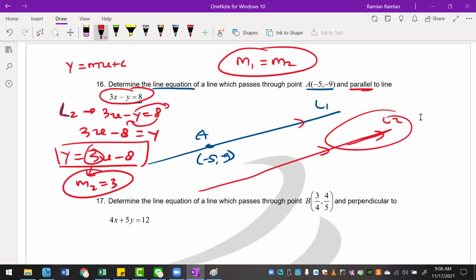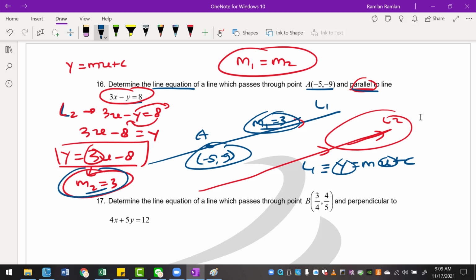Which means that because L1 is parallel to L2, m1 is also going to be 3, because m2 and m1 are parallel, they're going to have the exact same gradient. Since we have the gradient and a point, we can find the line equation. We have y equals mx plus c for L1, and we know the gradient is 3, and the point is (-5, -9), so we can put these values in here.